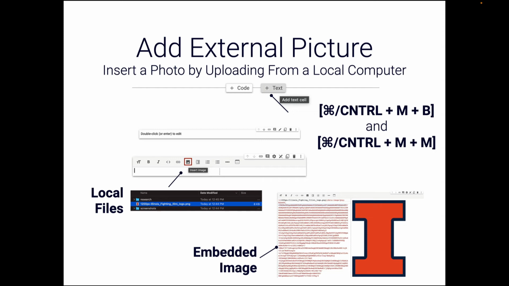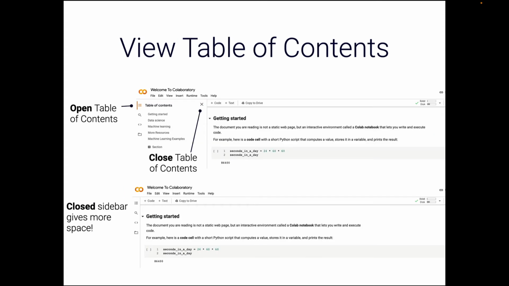Moving a little bit more forward, there is also the table of contents option. Table of contents will allow you to jump between the headers inside of the notebook. Here you can open the table of contents by clicking on that three accordion-style menu on the far left-hand side. If you close that table of contents, notice that you get a lot more space, which means that you're able to do a lot more work.